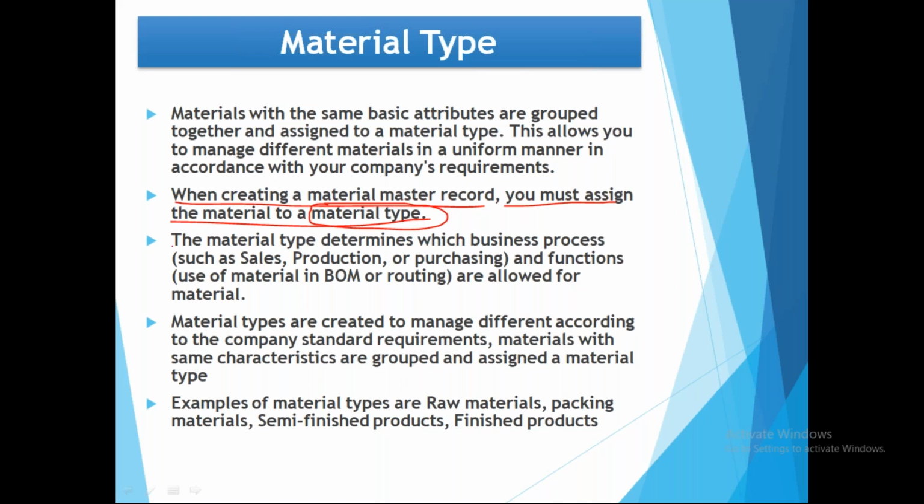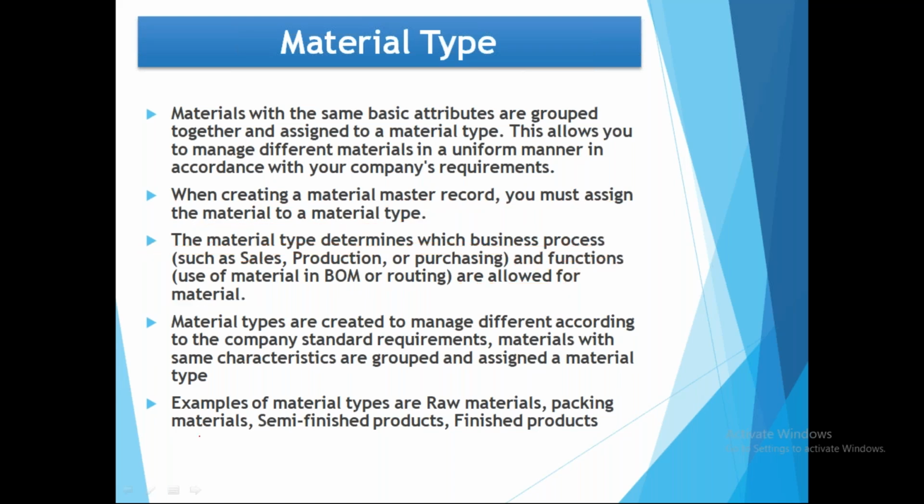Now the material type determines which business process and functions are allowed for the material. Like, let's say you are creating a raw material. For raw material, sales is not required because you are not selling it outside. So automatically the system will not give you the sales views. Now let's say you are creating a finished product. You will not purchase it. So the system automatically will not give you the purchasing view. So material type determines which business process and functions are allowed for the material.